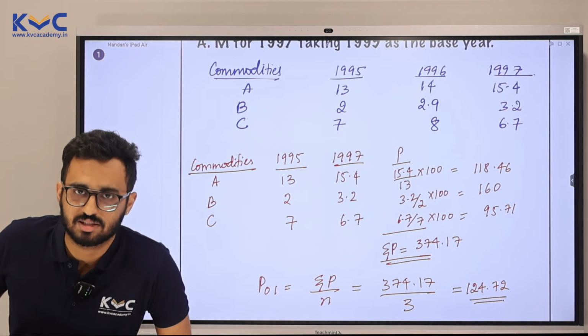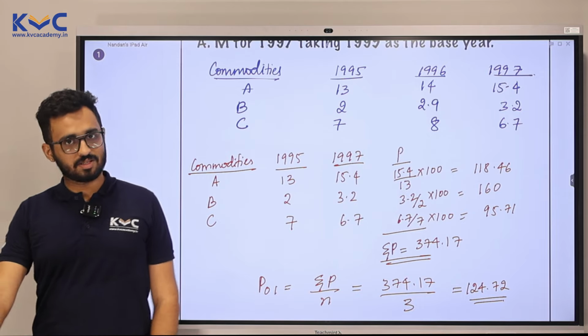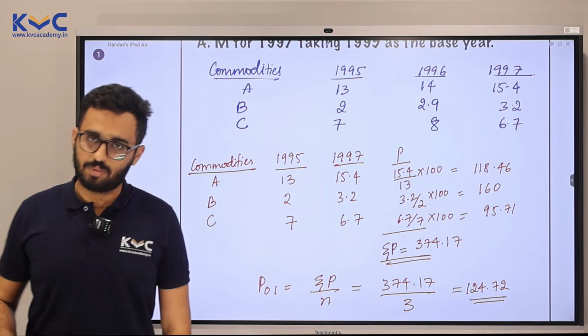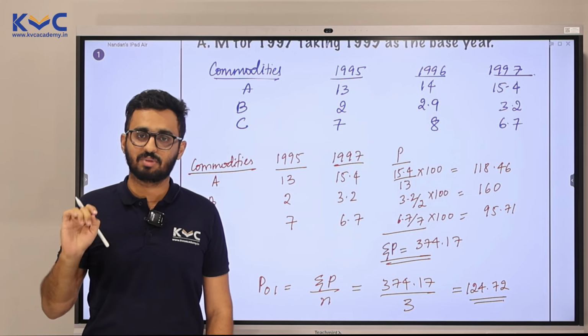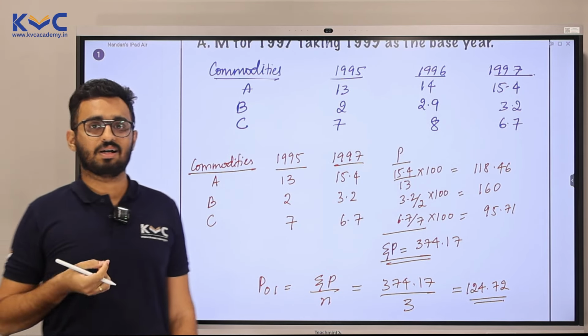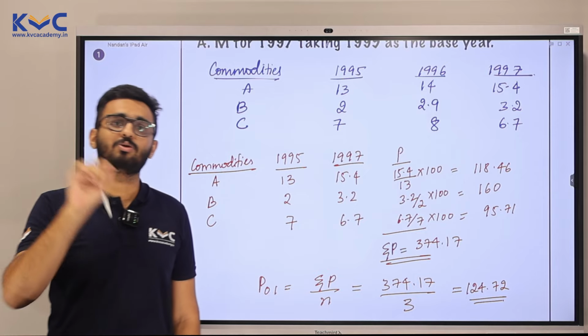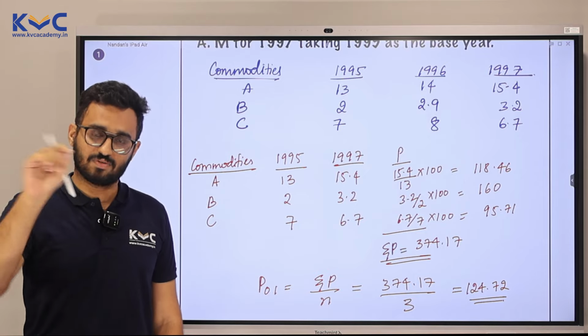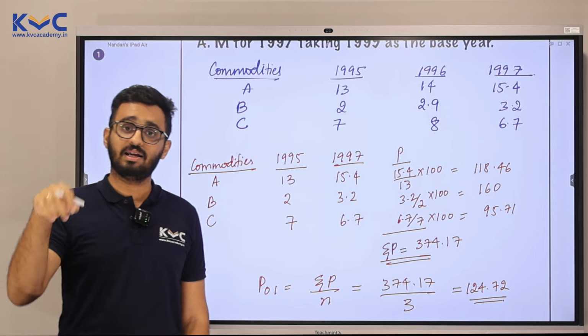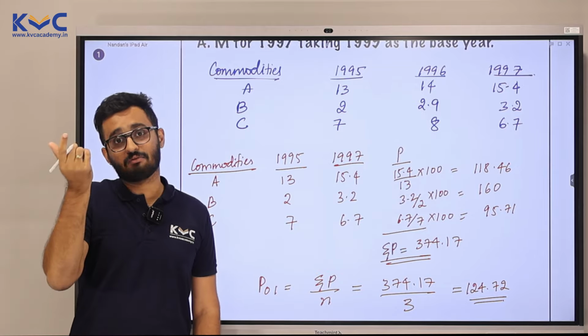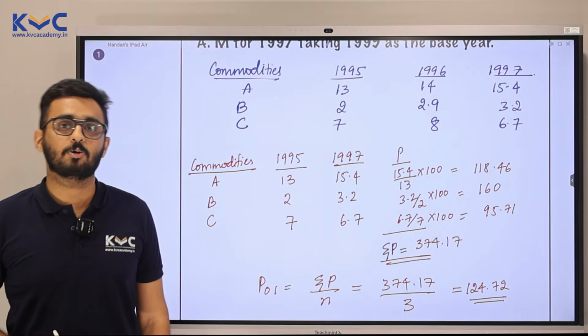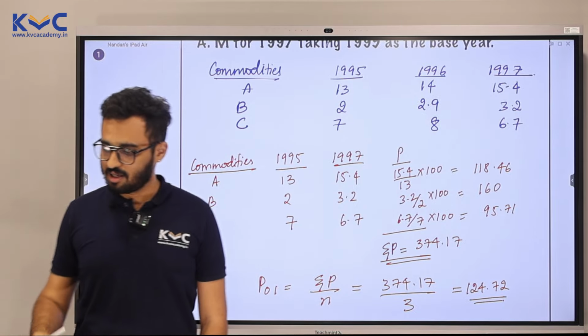So the price index number is 124.72. Did you understand the difference between simple aggregative and simple average of relatives? In simple aggregative, we aggregate, we take the totals and get one index number. In simple average of relatives, we take relative price indices for all of the commodities separately. We take the total divided by N to basically get the average relative. Is it clear? Wonderful.